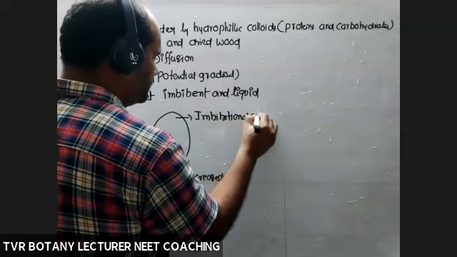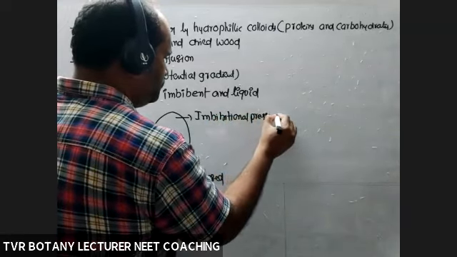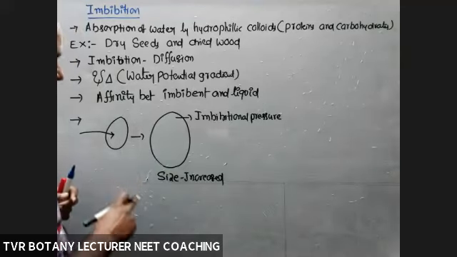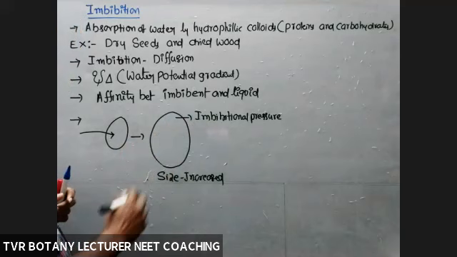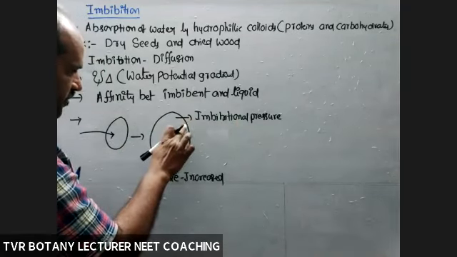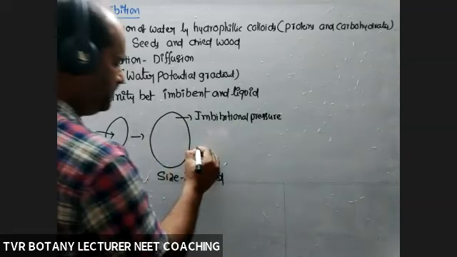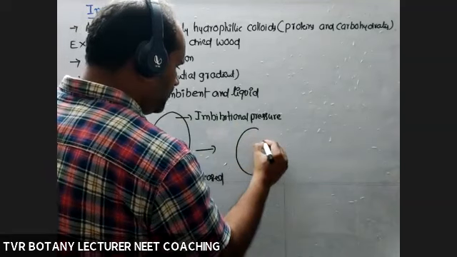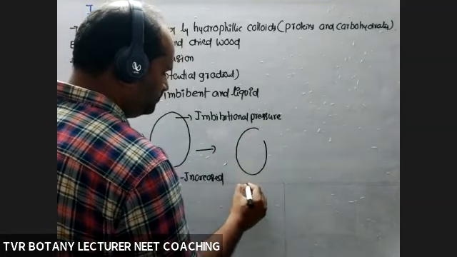Imbibitional pressure. Okay, so that is with a high magnitude, means powerful. That's why the seed, because of imbibitional pressure, definitely it is able to cause a rupture in the seed coat. So imbibitional pressure leads to what? A rupture in the seed coat.